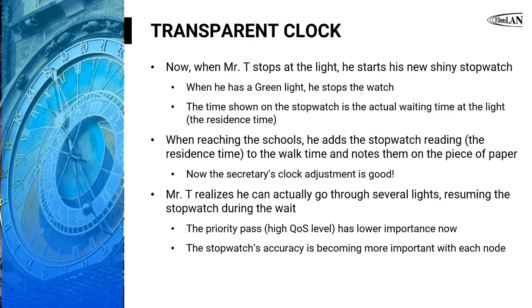PTP transparent clock is a much more accurate solution. It allows the switch to indicate the time of PTP frames passing through it, also known as residence time. It then stores it in a designated place within the packet, called the correction field.